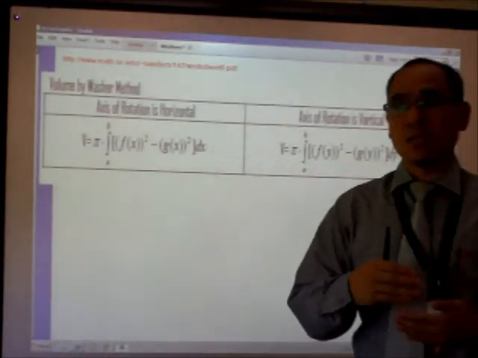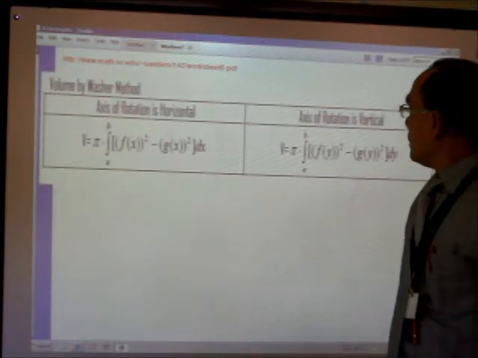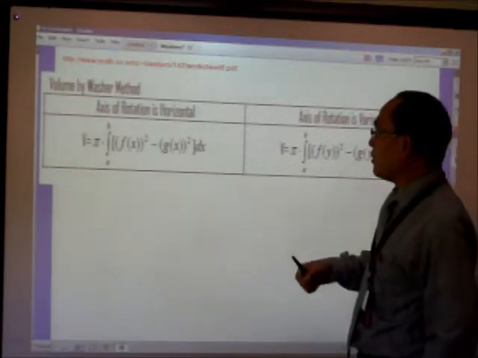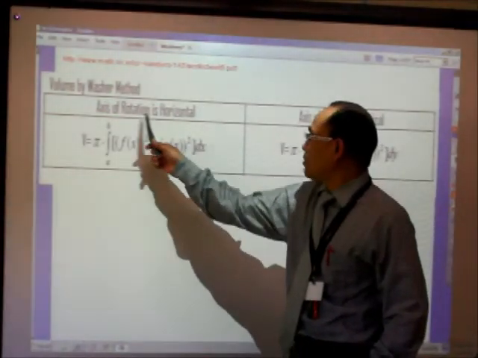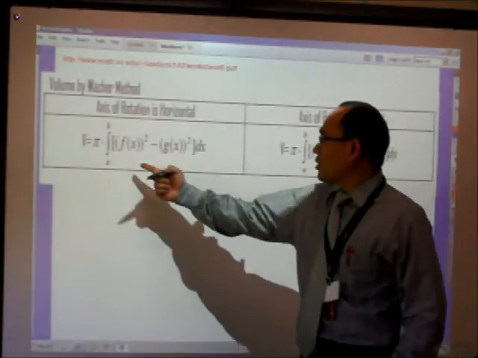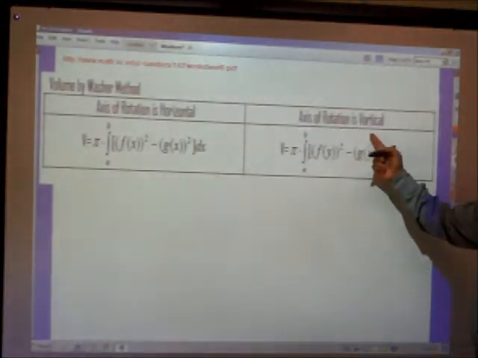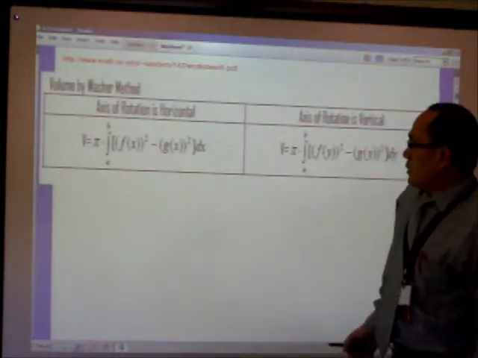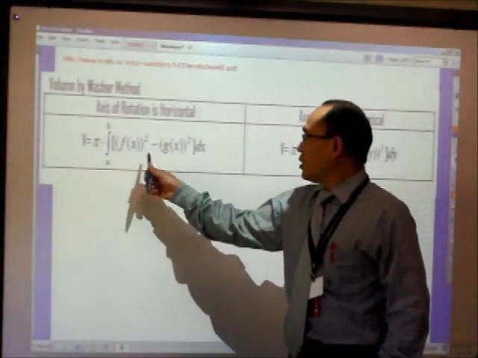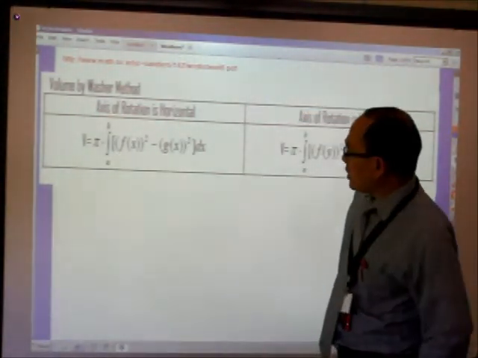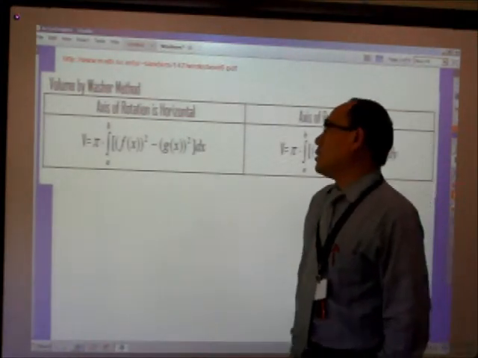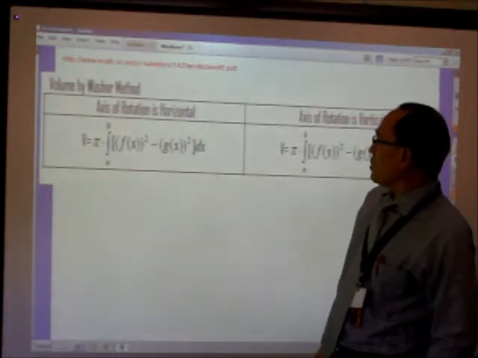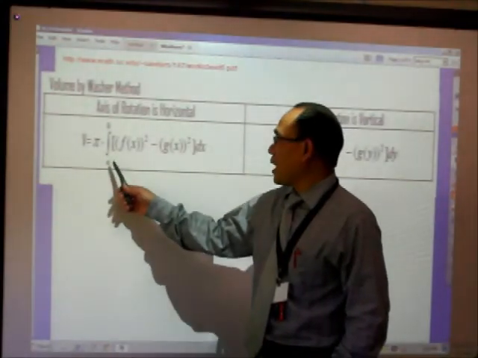Okay, to start, we have here the formula in finding the volume of a region bounded by the given curves rotated about a given axis. If the axis of rotation is horizontal, this will be our formula. If the axis of rotation is vertical, we have here also the formula. What does this mean? We have here pi times the integral of f of x squared minus g of x squared dx integrated from a to b.